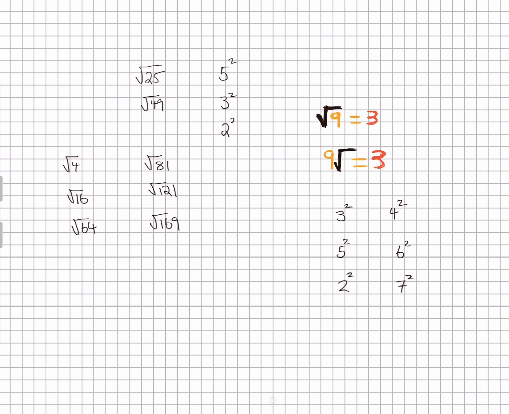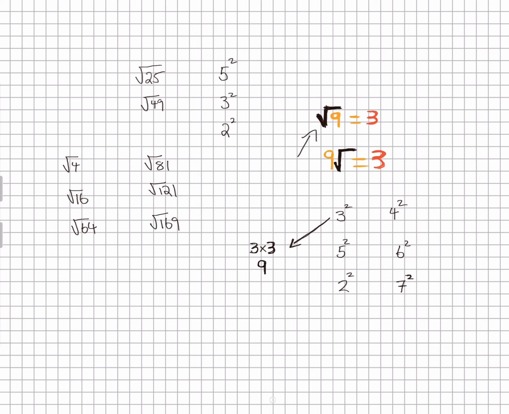So squared means that whatever number is squared is going to be multiplied by itself. So, for example, 3 squared means 3 multiplied by 3. That's what 3 squared is. And 3 multiplied by 3 is 9. Okay? So 3 multiplied by 3, that's 3 squared, and that is 9.